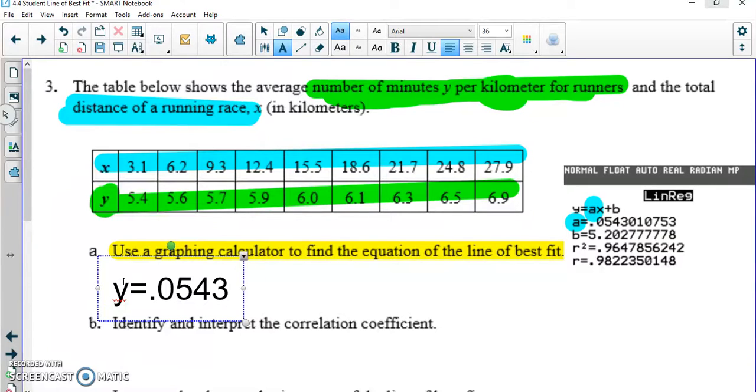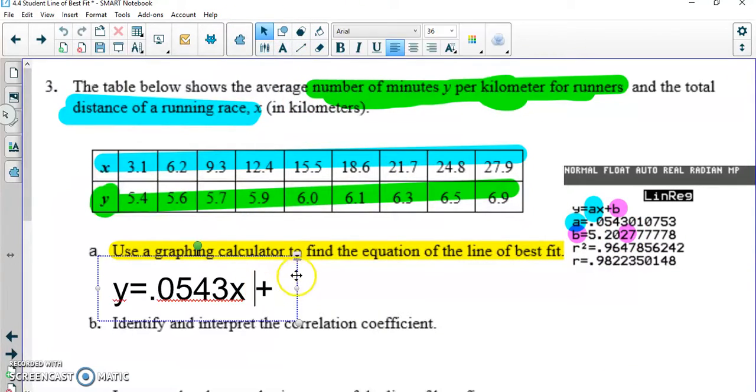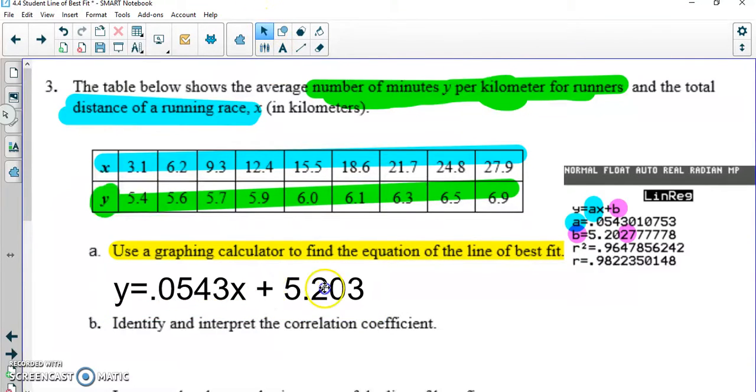I'm just going to round that. X, and then plus, and it says the b value for this equation. The b value is 5.20. And I'm going to round it to that decimal place, so 5.203. So that's my line of best fit.